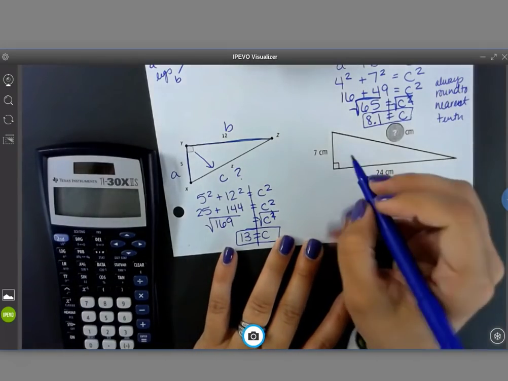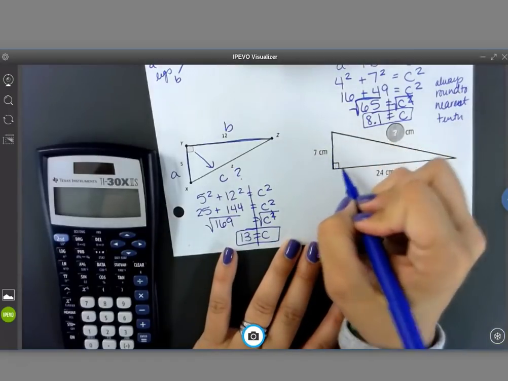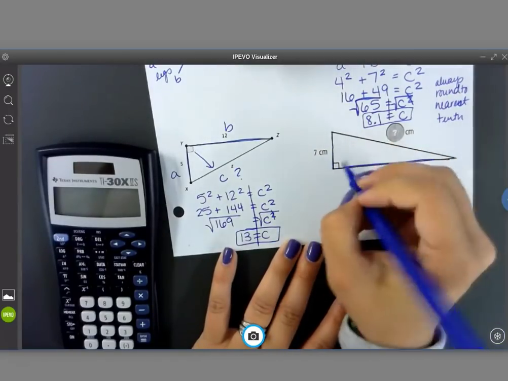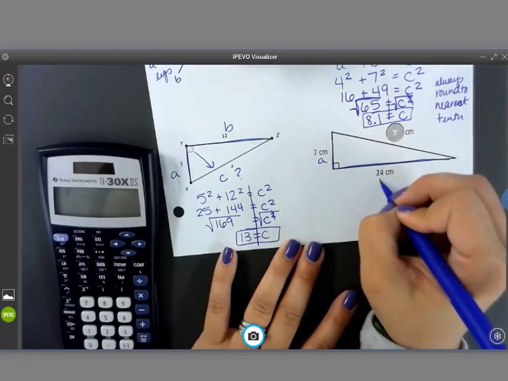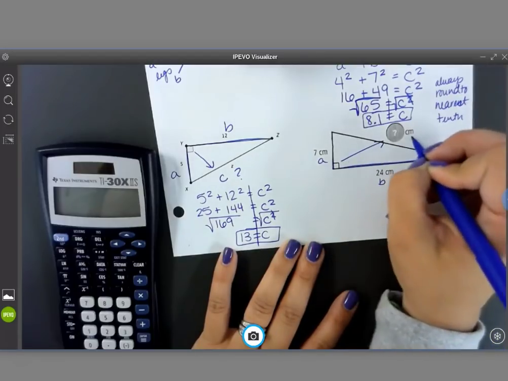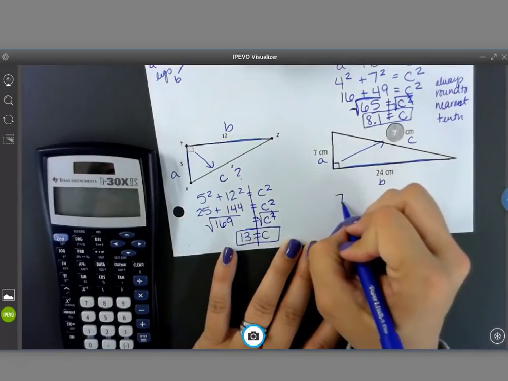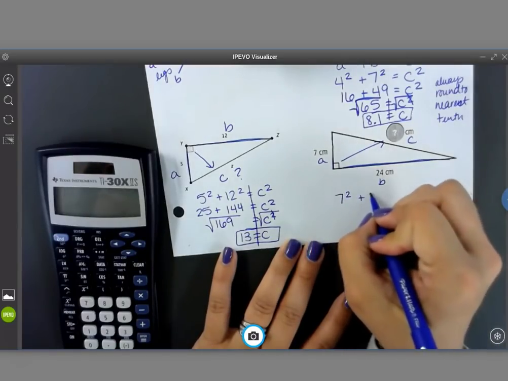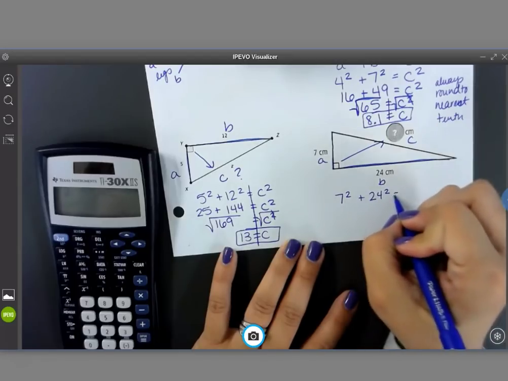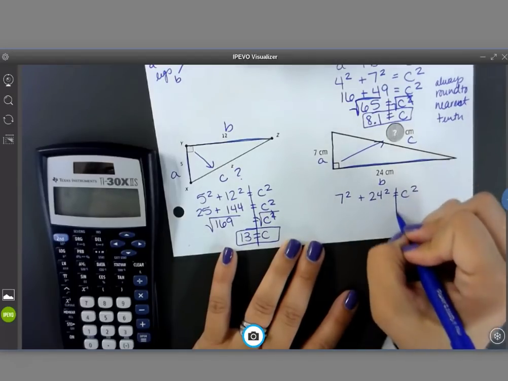Okay, so same thing here. Here's our 90-degree angle. So the two sides that make up the 90-degree angle are always going to be A or B. That means this one over here has to be C. So we have 7 squared plus 24 squared equals C squared.